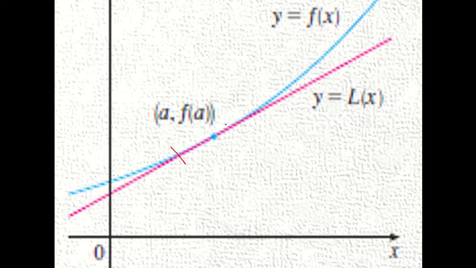If you look closely at this part here, the curve y equal to f of x looks more like its tangent line, right? So it means that if you are going to find the value of the function, here we have the point of tangency with the coordinates a and f of a.